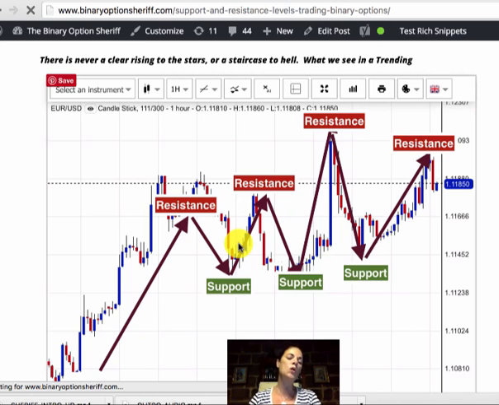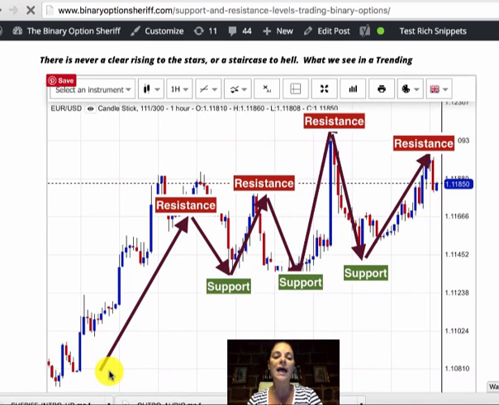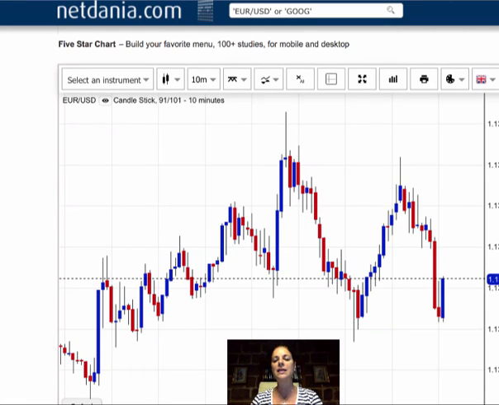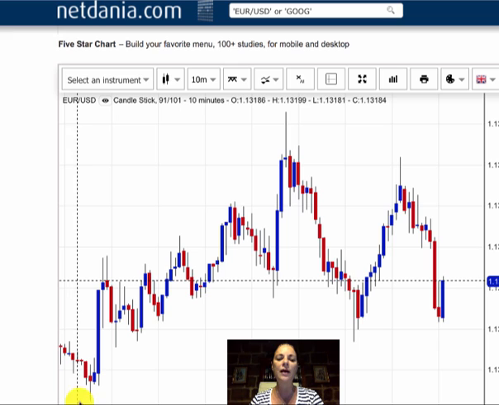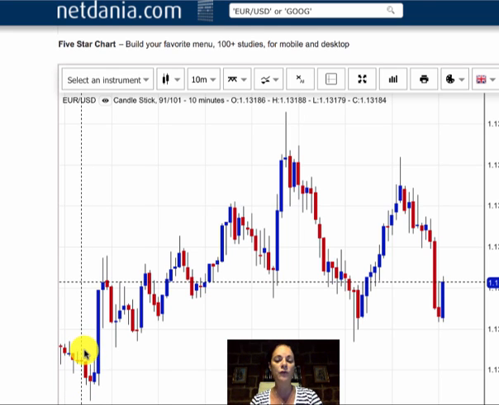You're probably saying it's all well and good when you're looking at historical charts, but we need to look at a real life situation. For this reason, I now have a setup for a 10-minute chart between the euro and US dollar, where we can also plot our lines and check where our support and resistance levels are. We have quite a nice setup.